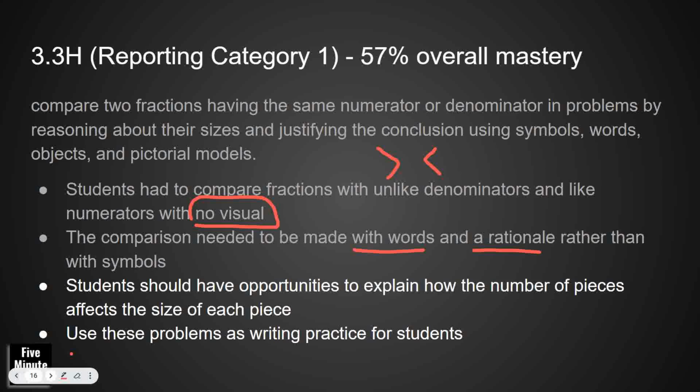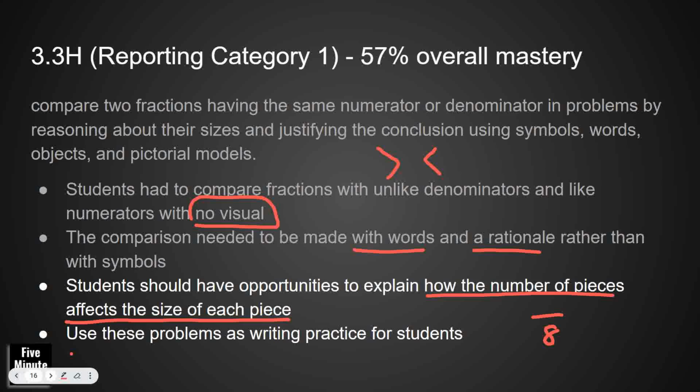So we need to give them opportunities to explain how, and this is the hard piece, this is the big piece of learning in third grade. The number of pieces affects the size of each piece. They need to know that the more pieces there are in a whole, the smaller each piece is going to be. And it's that inverted thinking that can sometimes be difficult for students to grab. They think the larger the number on the bottom, the larger each piece is going to be. But the larger the number on the bottom, the smaller each piece is going to be. That's hard for students. So we need to give them lots of practice with that.